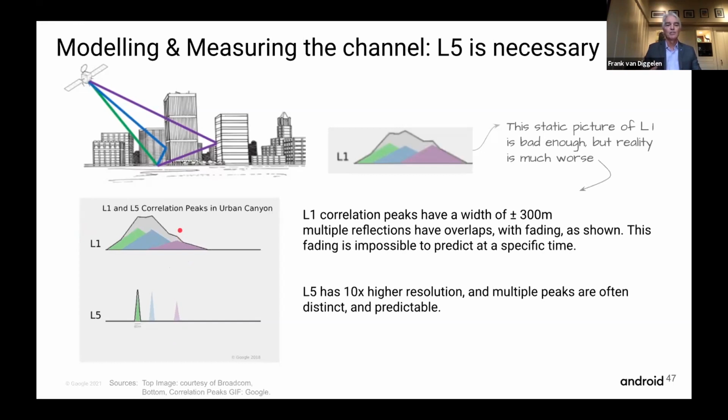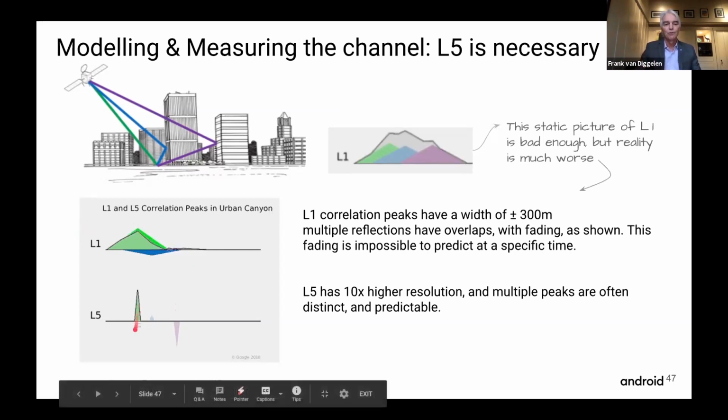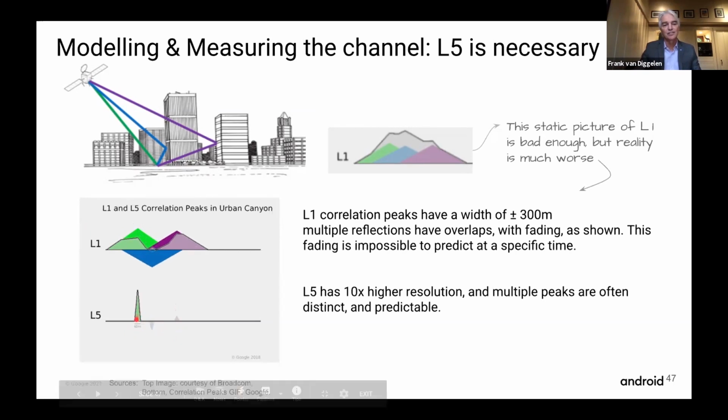And so it's only possible to model L1 in a statistical sense where the variance on the statistics is 50 meters or more. Whereas with L5, most commonly, we have distinct peaks, at least distinguishable peaks. Even if they overlap a little bit, the tops of the peaks are distinguishable, and therefore you can predict the delay with great certainty. So that is the magic of L5.